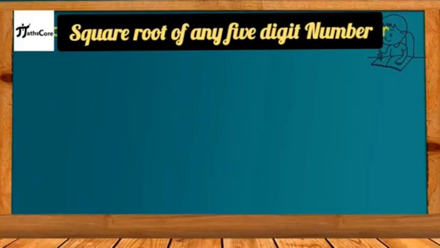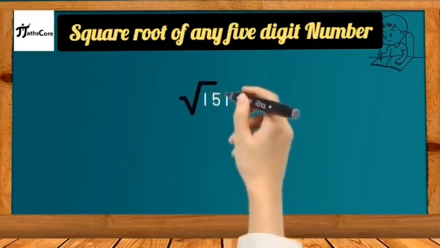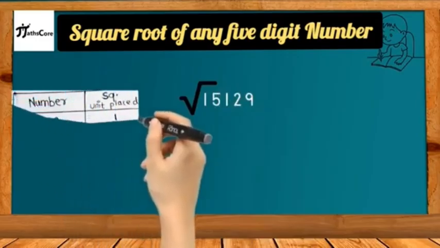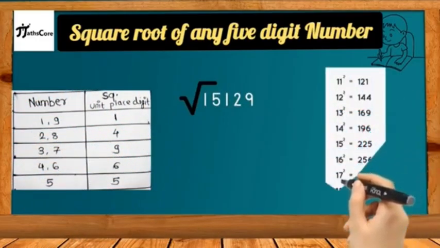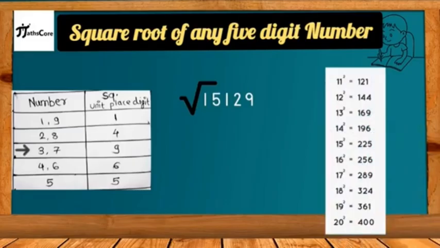Second example is square root of 15,129. To solve this example, we need to use the table and squares of 10 to 19 numbers. Now make pairs of digits from right to left. First pair is 29 and the 3 digits remaining, so we need to take them together.